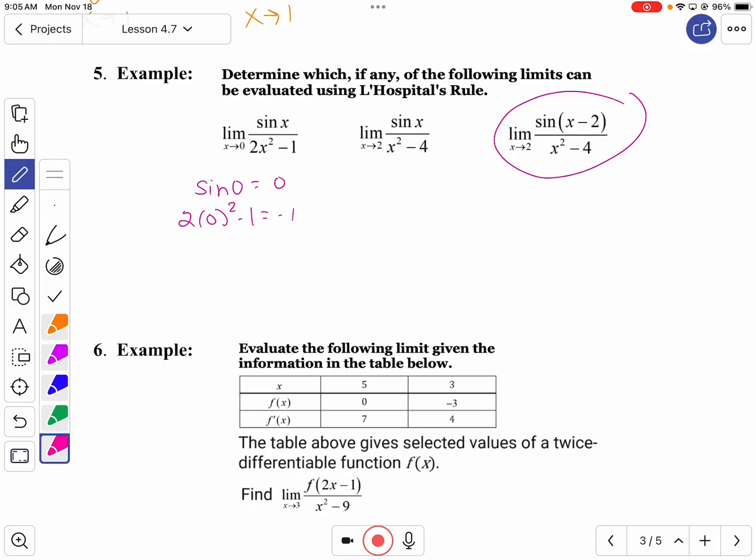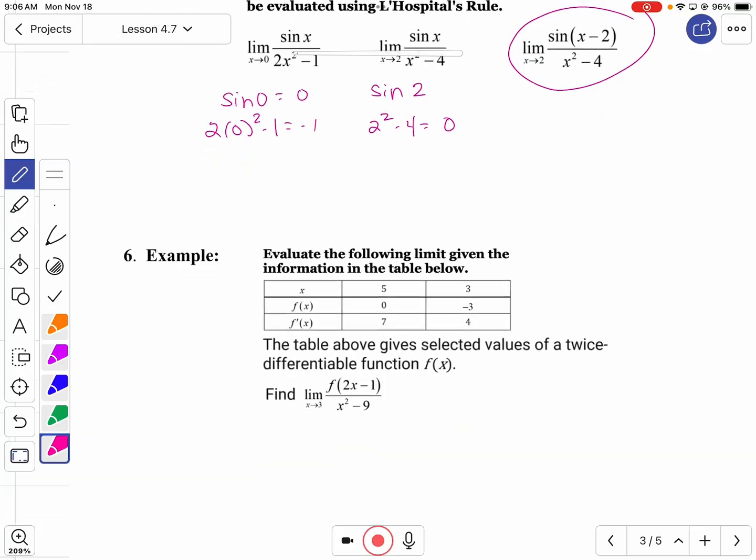It's not indeterminate. The next one, sin at 2, and then 2 squared minus 4. We get 0 on the bottom, but sin at 2 is a numerical value. So even though it's 0 on the bottom, it's not indeterminate because it's not 0 over 0. So the last one is the only one where it is indeed indeterminate.